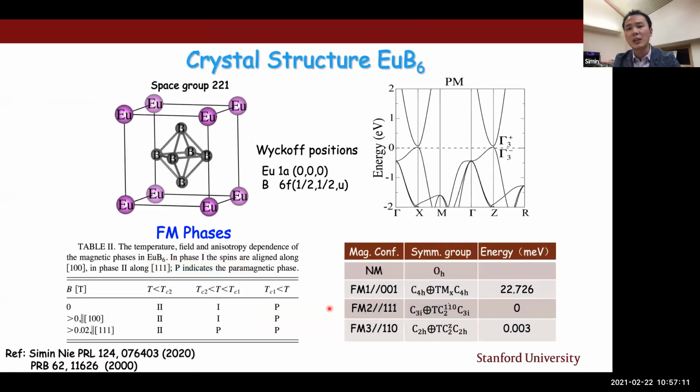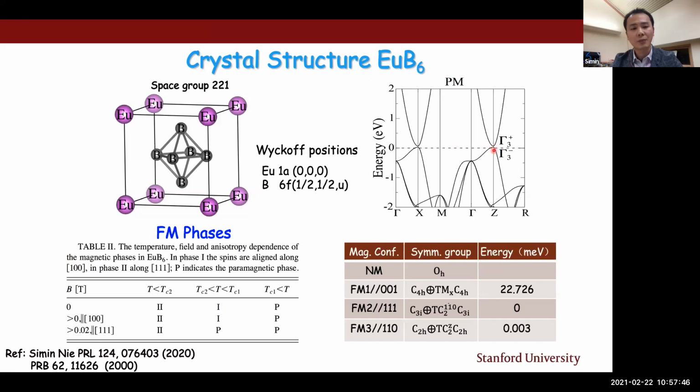Here we have studied the soft ferromagnetic material europium boride EuB6, which has a cubic space group. We are interested in this material because its ferromagnetic order can be easily tuned. So we can manipulate the magnetic space group of this material, which is vital to realize different topological phases and corresponding topological phase transitions.